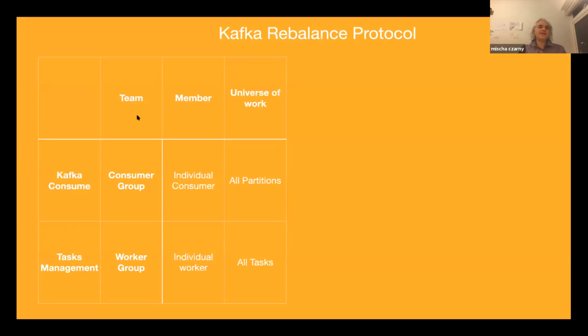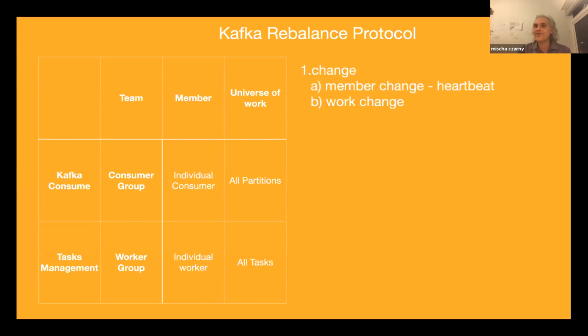So the team here, just to see how parallel this is. For the consumer, the team is a consumer group. Here it is the worker group, the cluster. A member is an individual consumer, and here it's an individual worker. And the universe of work is all partitions for the Kafka consumer, and all tasks for our distributed task system. So now let's go quickly again through the individual steps.